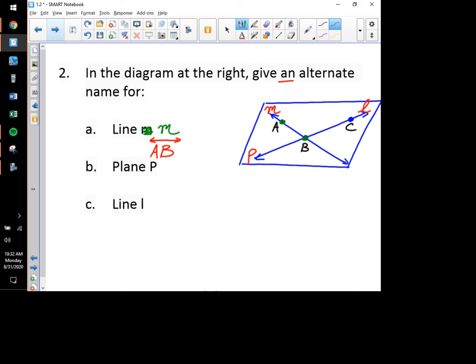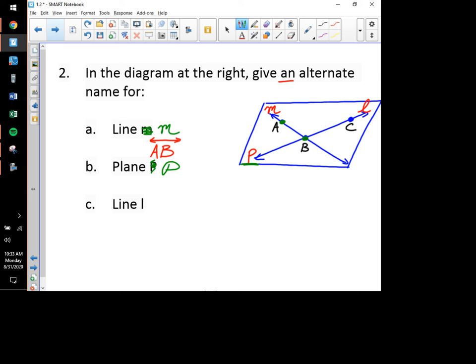Okay, plane P. All right, now again, ideally that would have been a curve. And so as we look at plane P, we see that P located right here. It's down in the corner of a plane. So that's the kind of alternative way of naming it. We need to come up with another one.